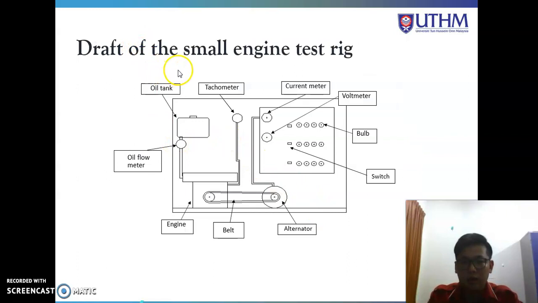And this is the draft of the small engine test rig. In this design, it consists of an oil flow meter, oil tank, the tachometer, current meter, voltmeter, the bulb, and the switch, alternator, the belting, and the engine.